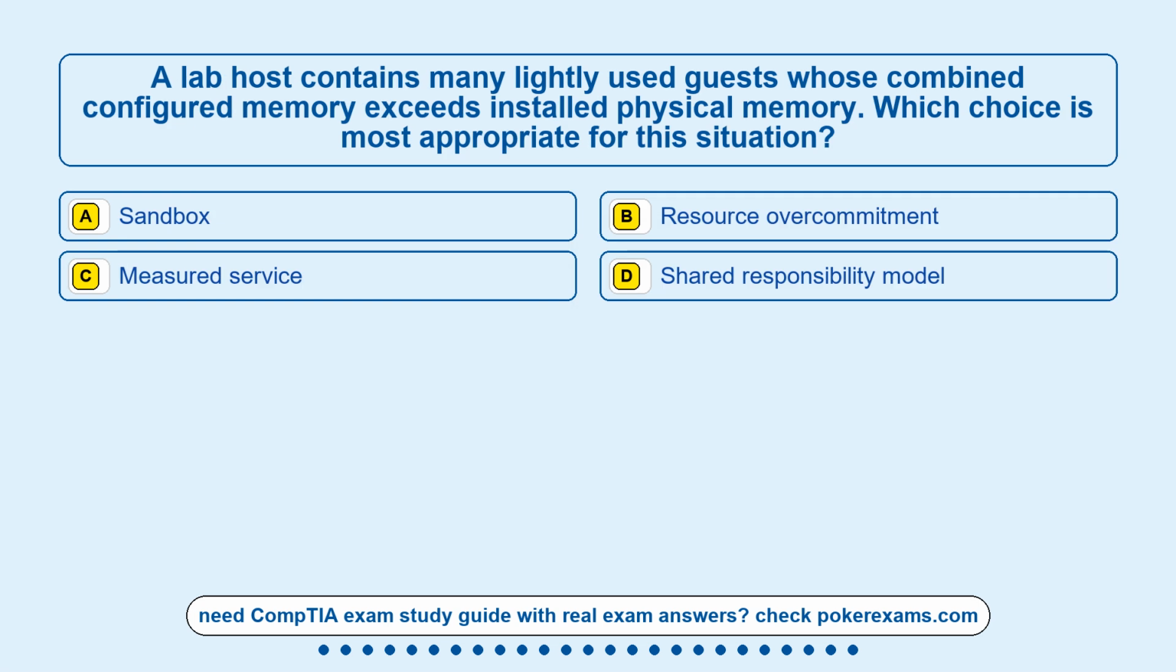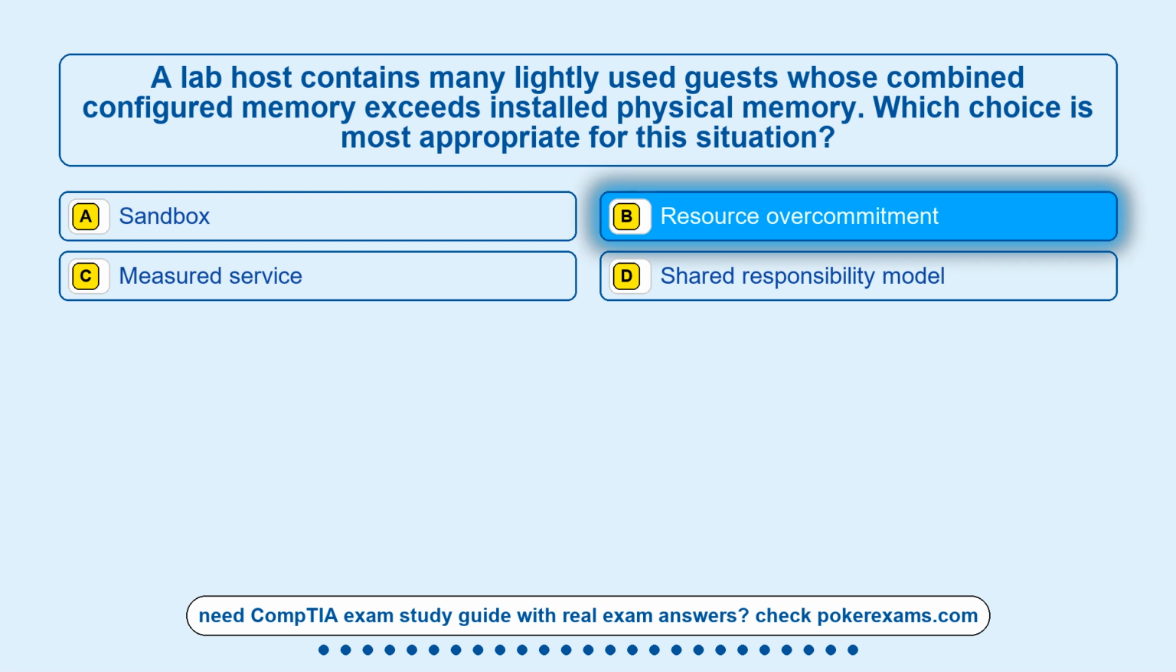Question 6. A lab host contains many lightly used guests whose combined configured memory exceeds installed physical memory. Which choice is most appropriate for this situation? Option A, sandbox. Option B, resource overcommitment. Option C, measured service. Option D, shared responsibility model. The correct answer is option B, resource overcommitment.